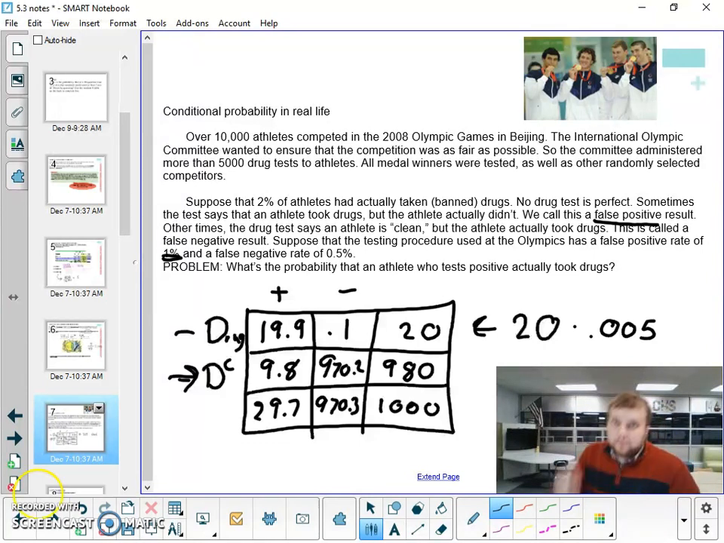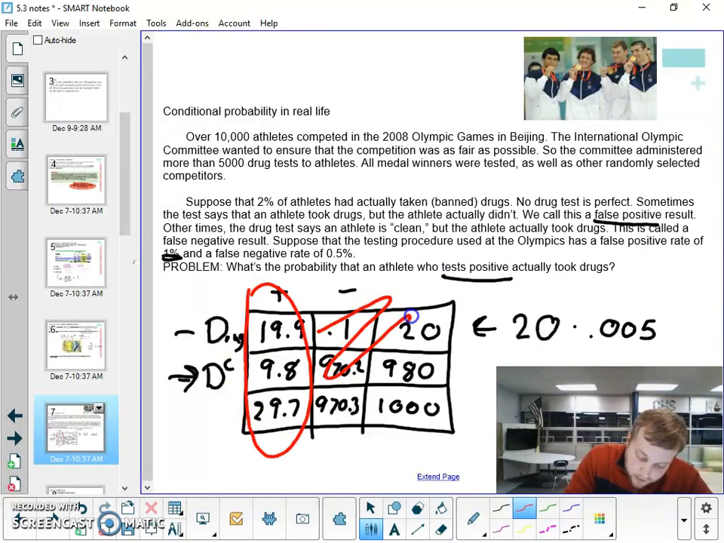All right, so I got the chart filled out. What's the probability that an athlete who tests positive took drugs? So I only care about people who tested positive. All right, they tested positive. Those are the only people I care about. I don't care about these guys. What's the probability they tested positive but actually took drugs? Well, that would be these guys.